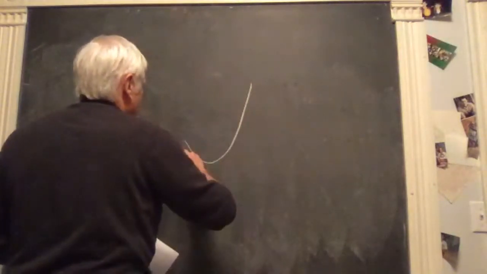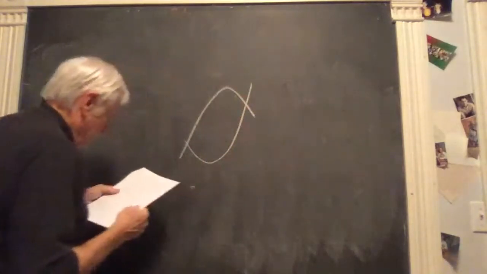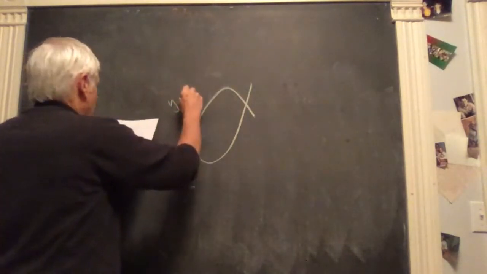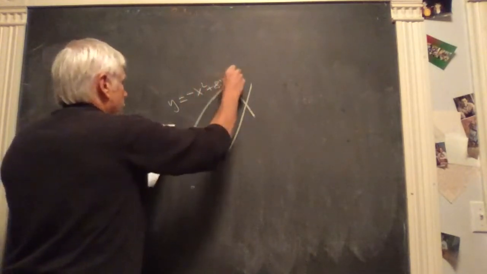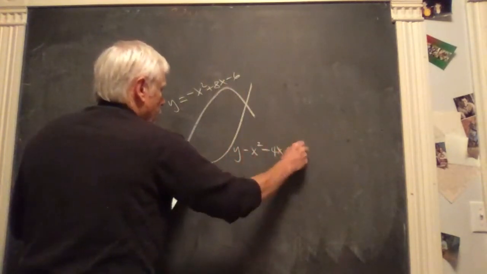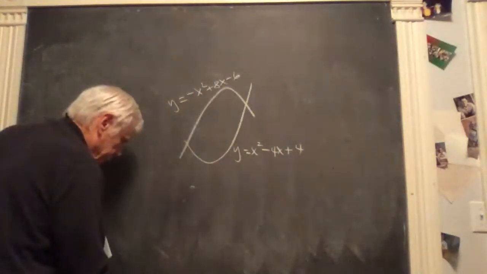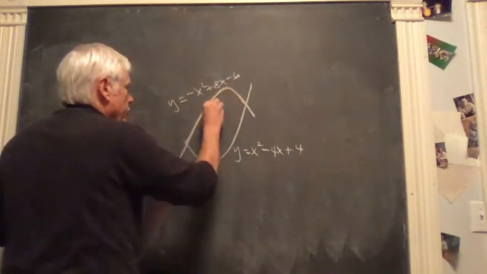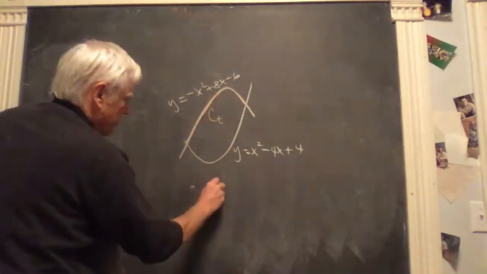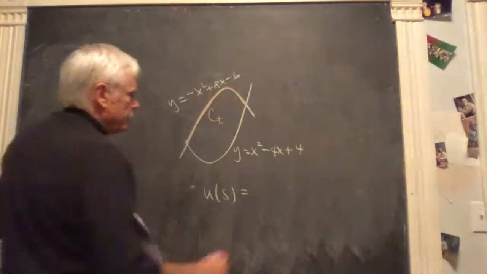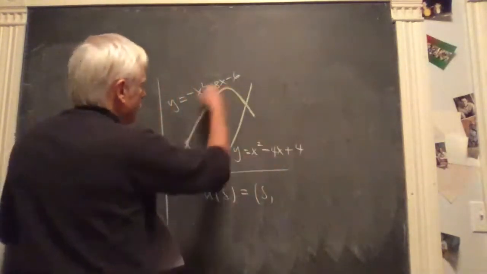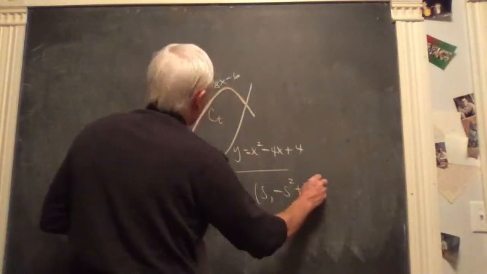So this region looks something like this in the plot that you did in part A. And this is the graph of the function y equals minus x squared plus 8x minus 6. And the bottom one is the graph of the function x squared minus 4x plus 4. And so the top, so this is C_T. C is all the way around, but this is the top. So the parameterization of the top, U of S, is using the graph parameterization, is S, the X value, and then the Y value is minus S squared plus 8S minus 6.